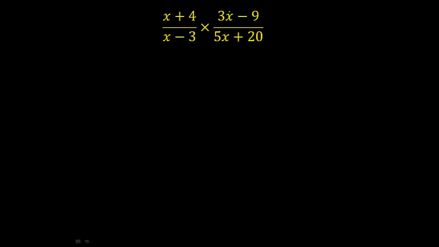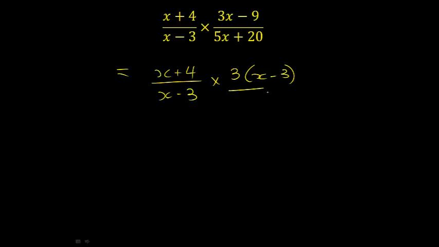In this one, what we should always check for, and we haven't checked on the other ones because you haven't been able to do this, is if you have something like 3x minus 9, you should see if you can common factor any of that first. So the first fraction, x plus 4 and x minus 3, is fully simplified. But my second fraction, I can find a common factor of 3 in the numerator, so that factorizes to 3 times x minus 3. And then I've got a common factor of 5 in the denominator, so 5 times x plus 4.